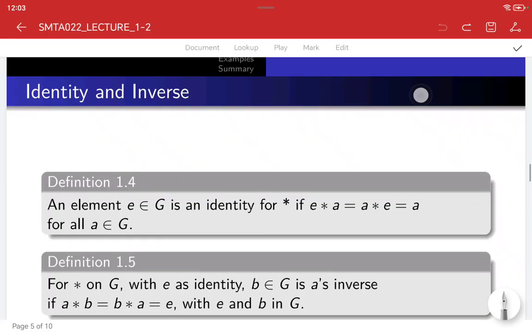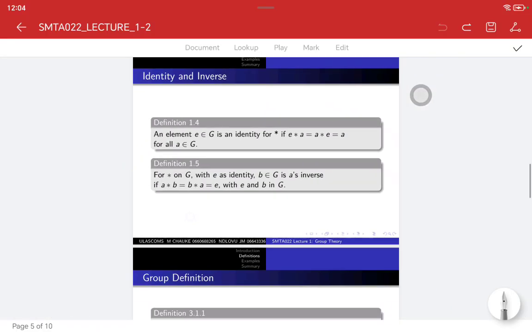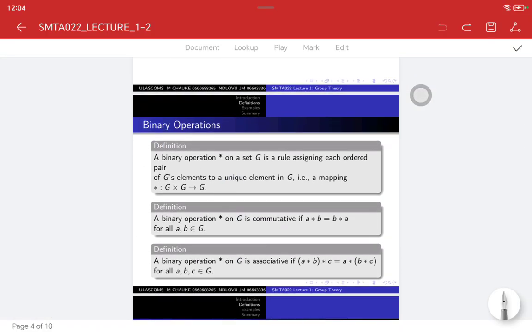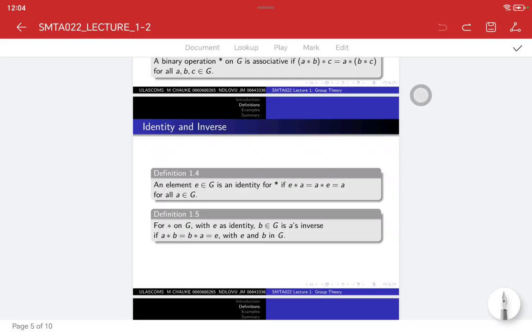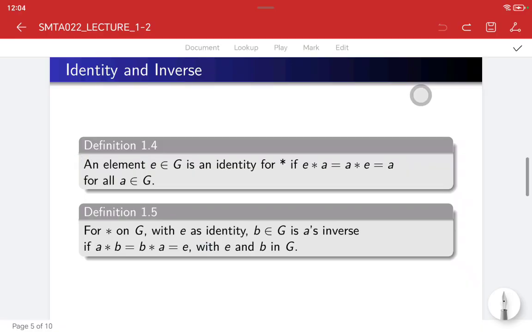Now we come to identity and inverse. All these that I'm looking at now, commutativity, associativity, identity, inverse, are going to form a group and also an abelian group. So when we come to identity and inverse, let's look at an identity. This identity element will be denoted by E, in most cases. We're saying that an element E of G is an identity for this binary operation star if A star E is equal to E star A is equal to A.